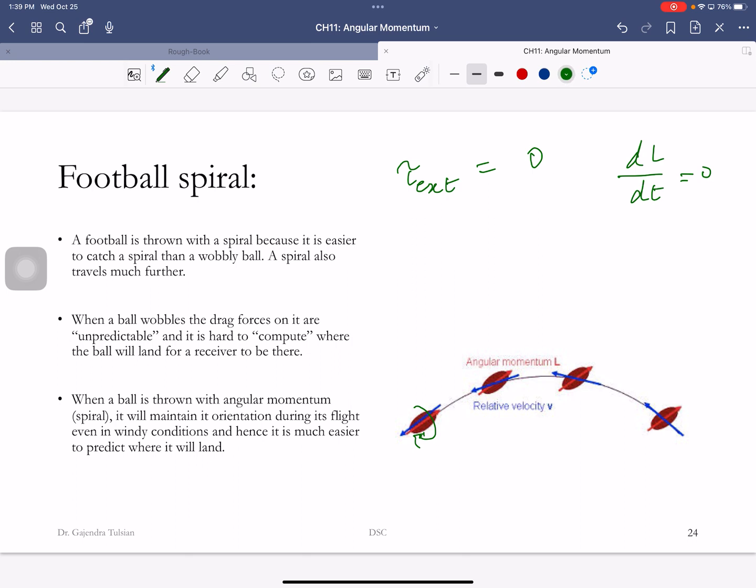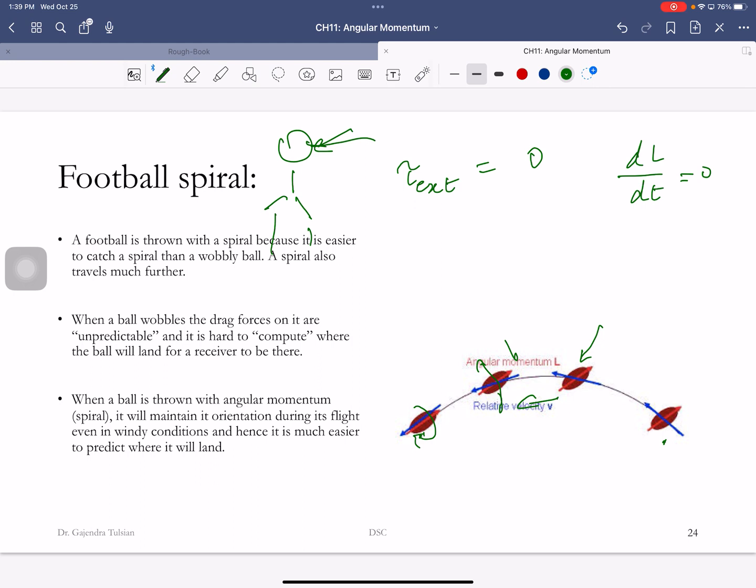And you have a supercomputer attached to your shoulders. So as long as this guy doesn't wobble, and even if it's windy, you're able to calculate the drag forces, and you can calculate where the football will end up. And you'll catch it. But if the football wobbles, then the drag forces change, and this supercomputer is not able to calculate where it will land. So that's why you throw the football with a spin.